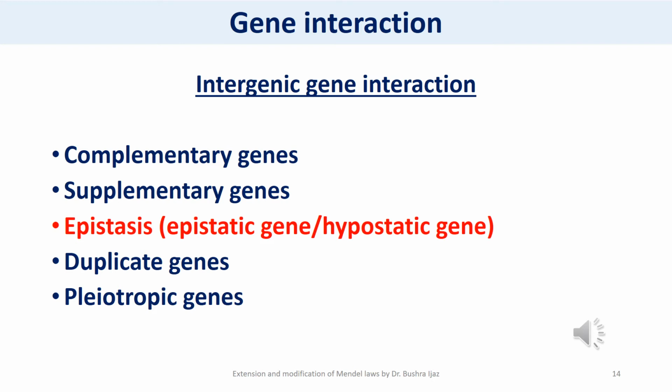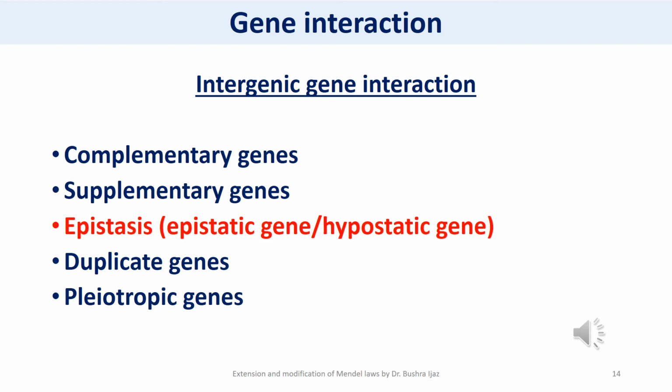and our main focus is going to be on epistasis. But the phenomena that come under the intergenic gene interaction include complementary genes, supplementary genes, epistasis, which has many other types, and I'll be explaining these in the later slides as well, and duplicate genes and pleiotropic genes. So first of all, the complementary genes. These genes are present on different genetic loci, but they interact with each other to express a single character in combination. They both together produce a particular phenotypic trait in an individual.